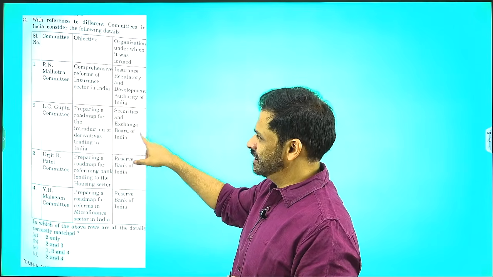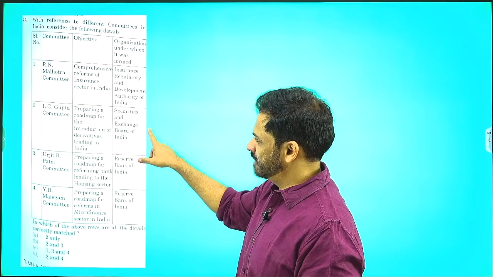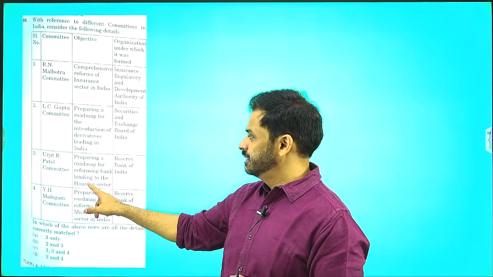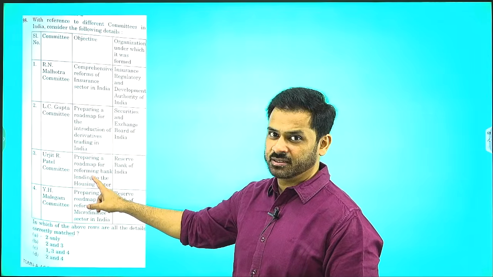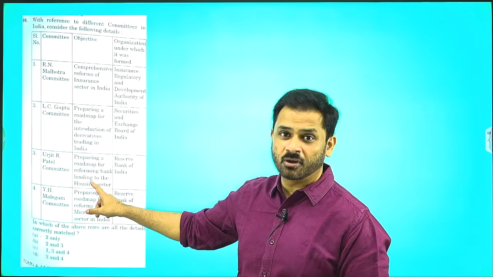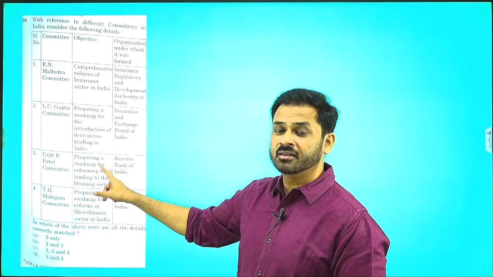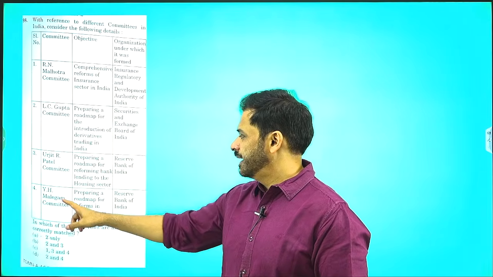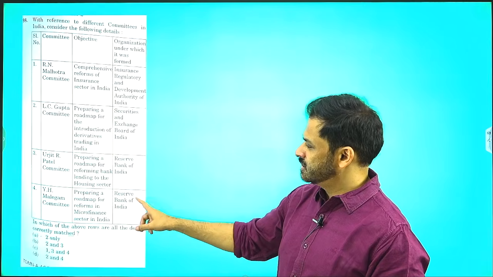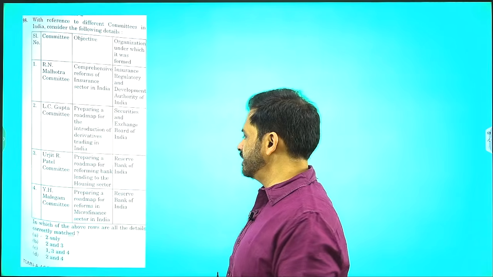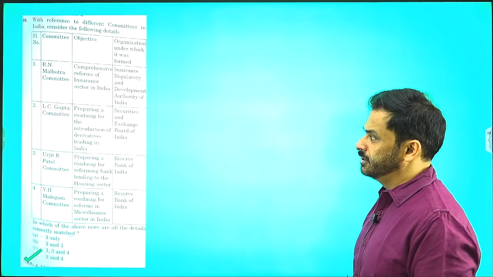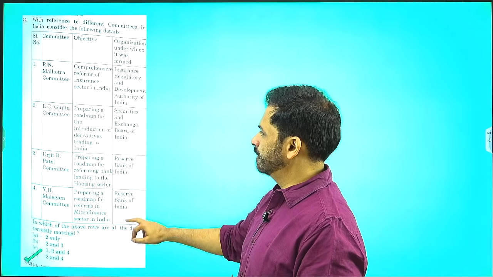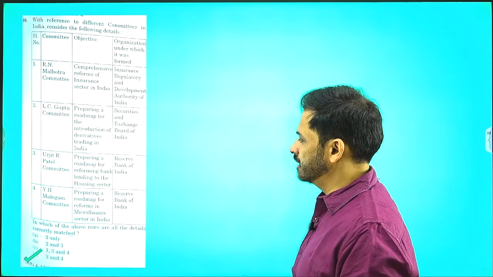The second one is the L.C. Gupta committee established by SEBI for derivative trading, which is correct. The Urjit Patel committee was established by RBI, but it was not for the housing sector as mentioned here. It was for monetary policy, right? And wherein the concept of inflation targeting was introduced. So this is also wrong. And the Malegam committee on the microfinance sector by RBI is correct. So here the answer will be D. 2 and 4 are correctly matched. First and third are wrong.